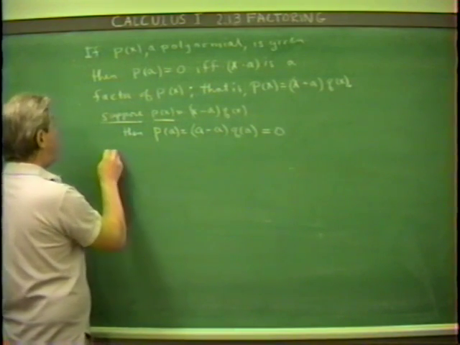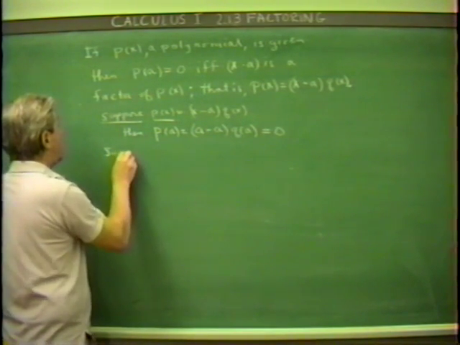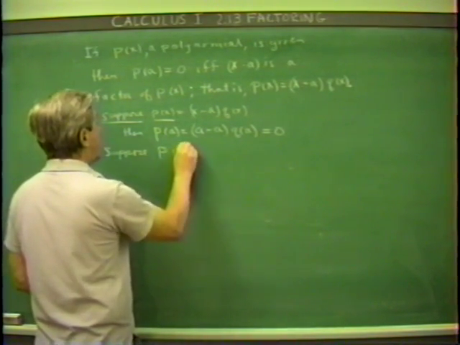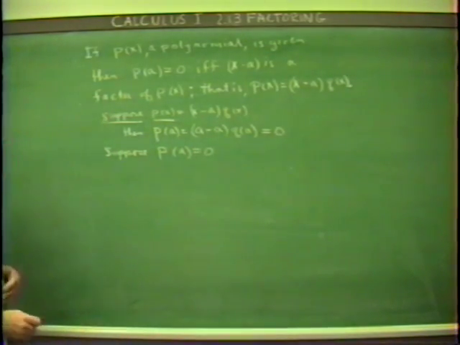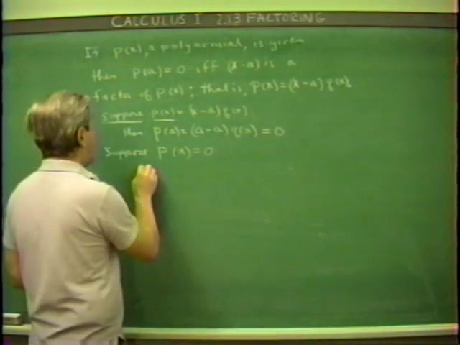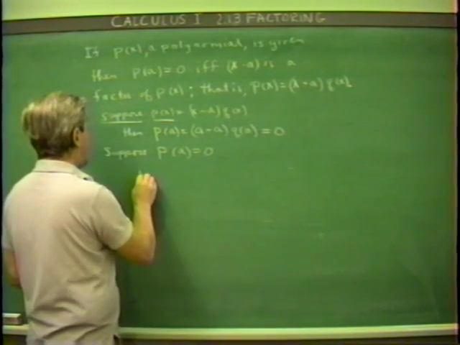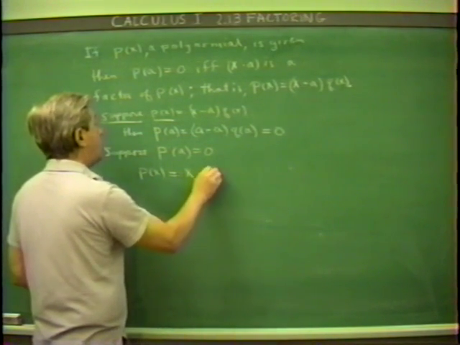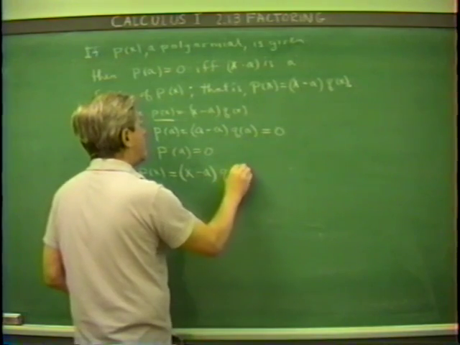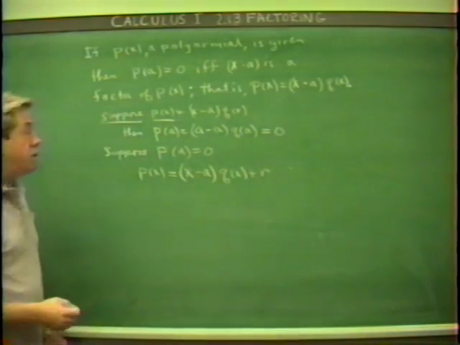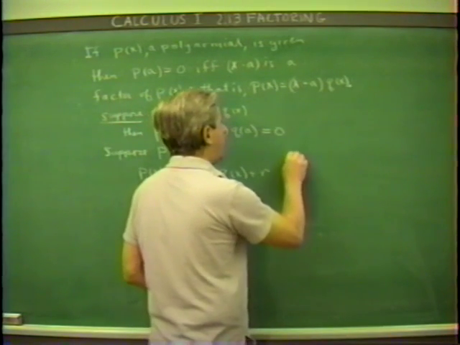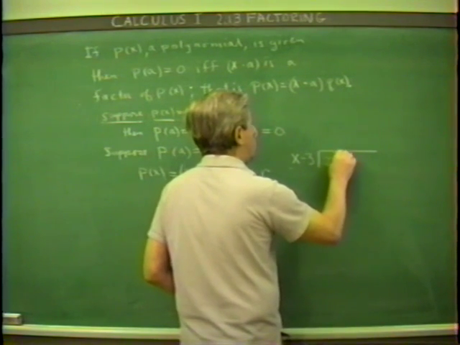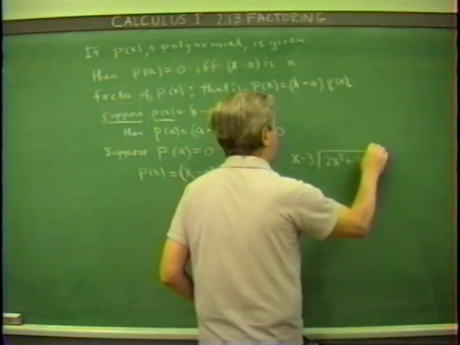All right, the harder part here. Suppose p of a is equal to 0. Then what we want to do is to divide x minus a into p of x, and I'll show you by an example. If we do that, we can then write p of x as x minus a times q of x plus a remainder. Let's take a look at an example. Let's suppose we wanted to divide x minus 3 into 2x cubed plus 7x minus 1.